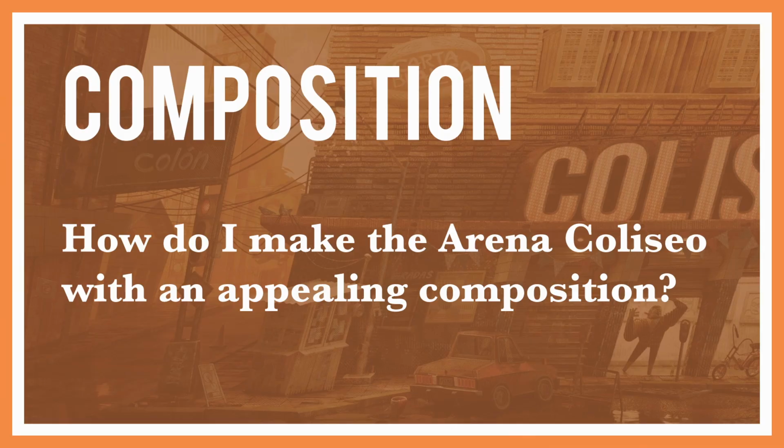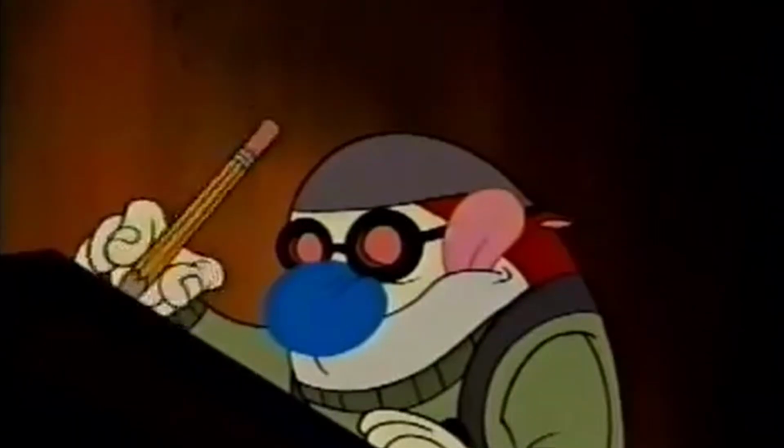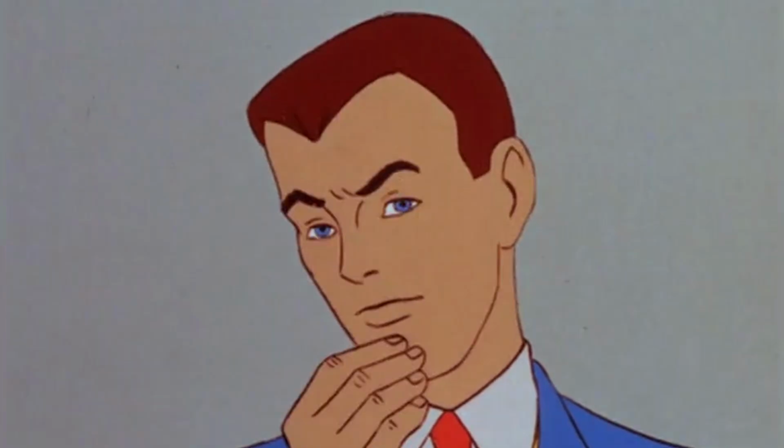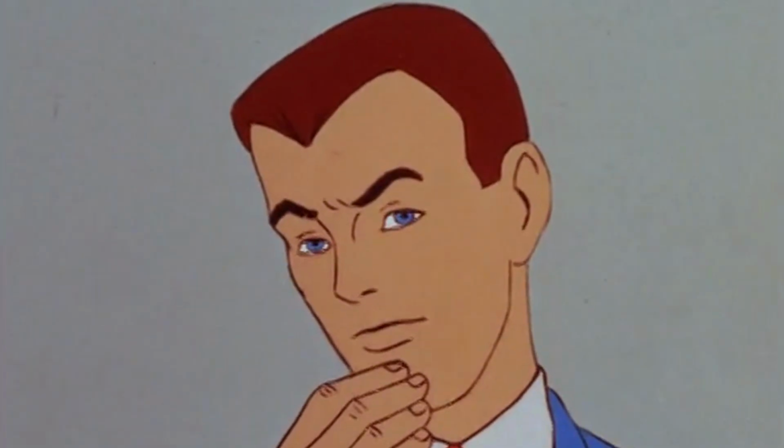Composition. How do I make the Arena Coliseo with an appealing composition? I started by studying the basics of concept art, and I came across several composition styles. For example, the rule of thirds, where you divide the image into 3 sections and place key elements at the intersections. Or the 90-10 rule, where almost all the visual weight is focused on the main area. Then there are others like 50-50 and 80-20. I found them all interesting, but I couldn't settle on just one.